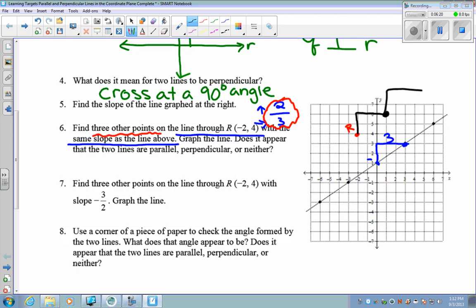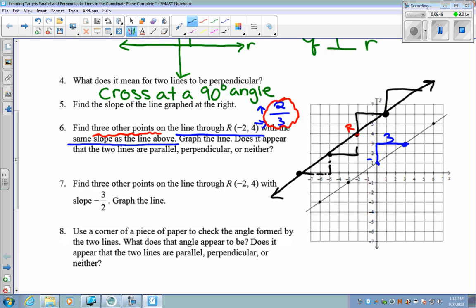All right, so what I'm going to do is I'm going to do the opposite. As opposed to going up 2, I'll go down 2 over 3, put a point, and I'm going to do it again. Okay, same thing. I end up running off the graph, but not as much in this direction. Okay, so here is my other line that has the same slope, and it goes through 3 other points. Okay, so that was the first thing. Plot R, find 3 other points using the same slope.